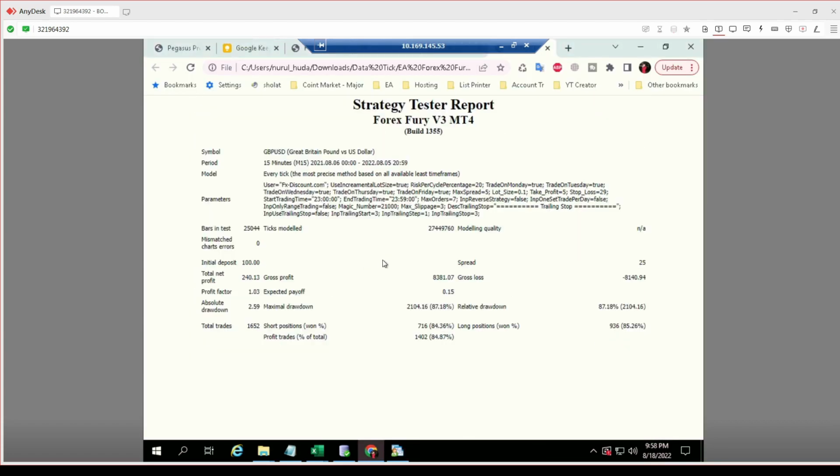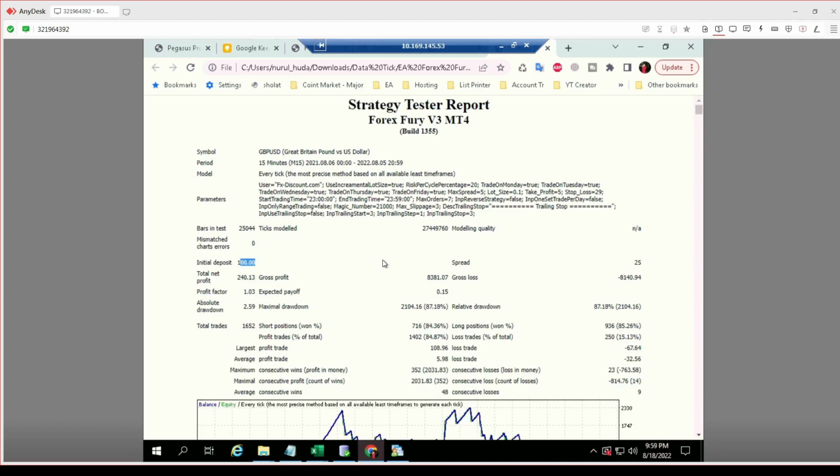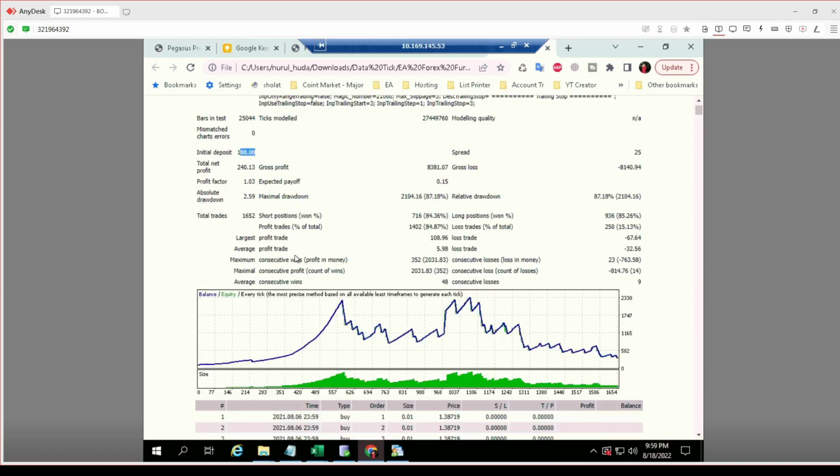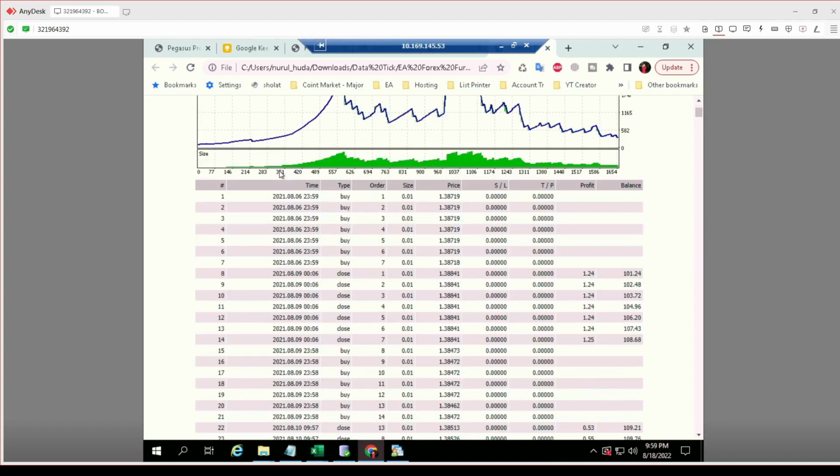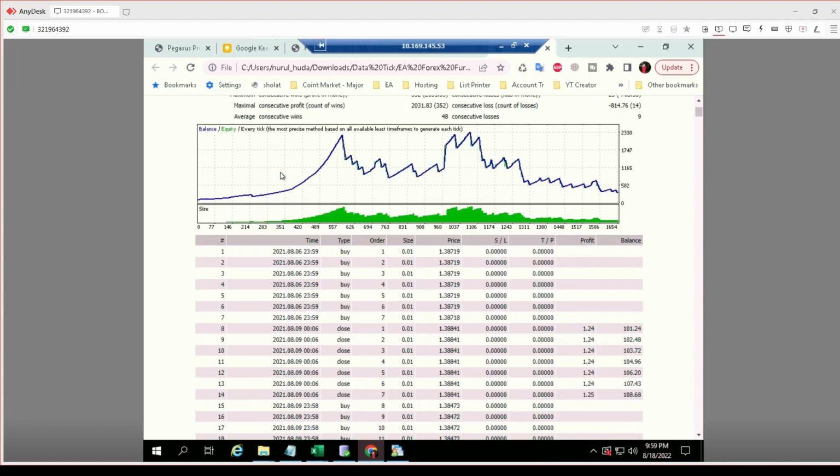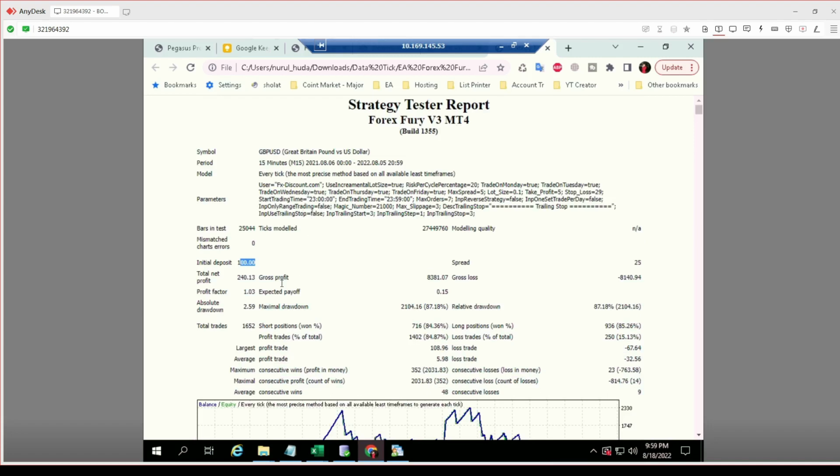This is the result of the transaction Backtest pound sterling to US dollar spread 25. Total net profit $240 from the initial capital of $100. Profit factor 1.10. Total traded 1,652 transactions. Drawdown 87.18%. Drawdown is huge.